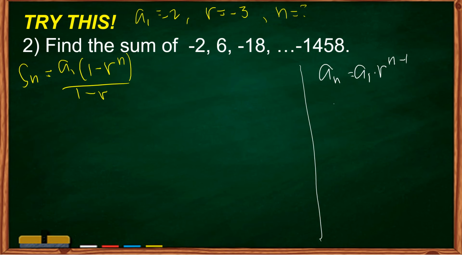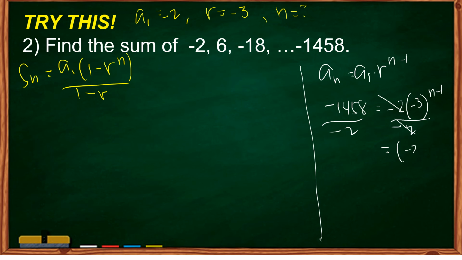And the last term is -1458, so substitute. And the first term is -2 times the common ratio is -3 raised to n minus 1. We divide both sides by -2. You can cancel this. And what remains here is -3 raised to n minus 1. And here you are given 729.